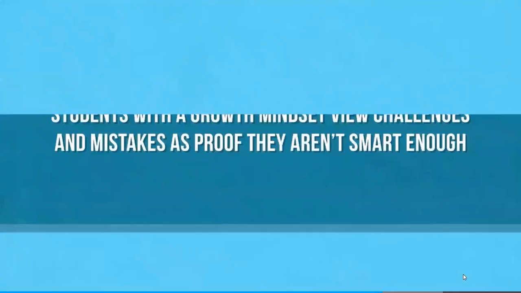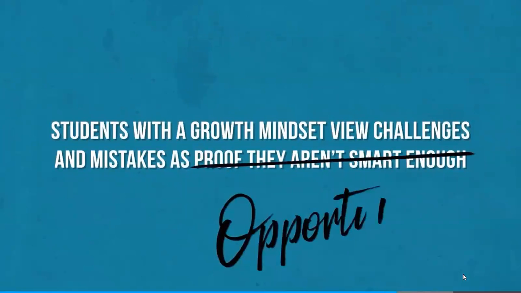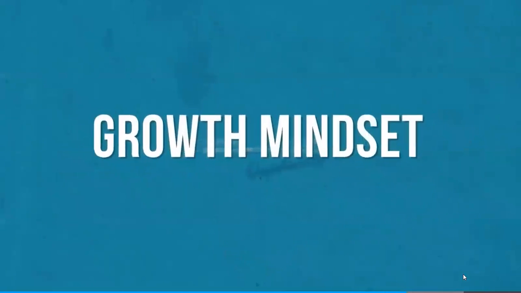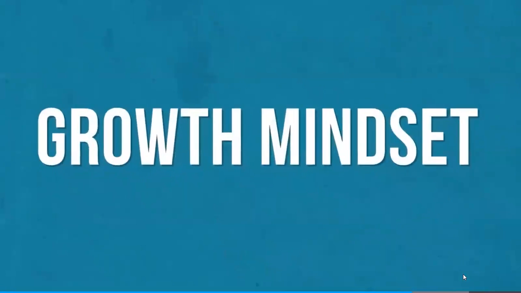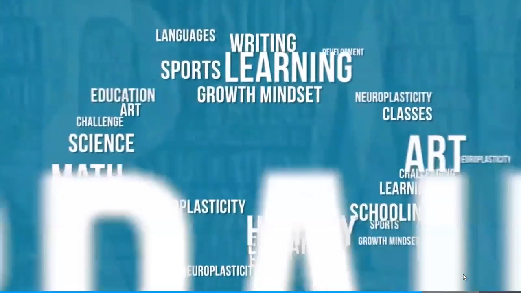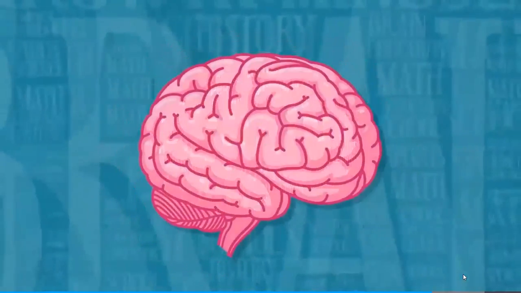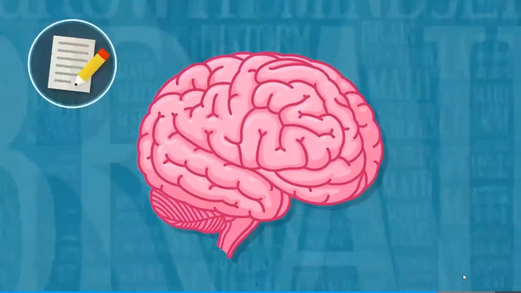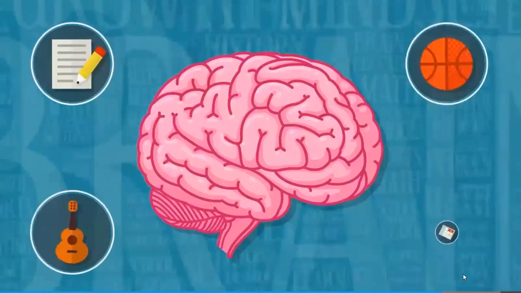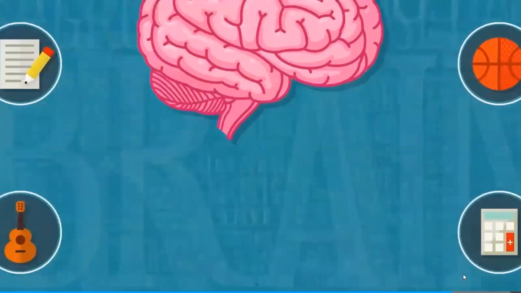Students with a growth mindset view challenges and mistakes not as proof that they aren't smart enough, but as opportunities to become smarter. The good news is that you can develop a growth mindset. You've taken the first step by learning about some of the science that shows you can grow your brain. The next step is to consider your mindset. If you have some areas in which you think you aren't smart, challenge yourself to learn and grow.